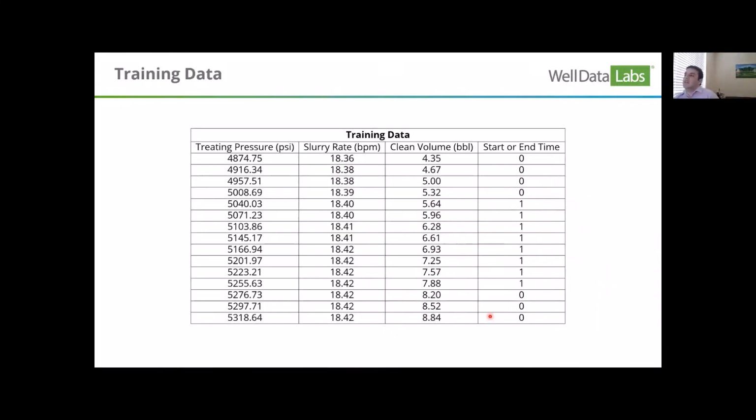So here's how our training data would look. As I said before, we have treating pressure, slurry rate, and clean volume per second. This is per second data. And then here's how we tag the zeros and ones. So zeros up to the start of the stage, ones, and then zeros again. This is just an example, not the whole data set, just for illustration purposes.